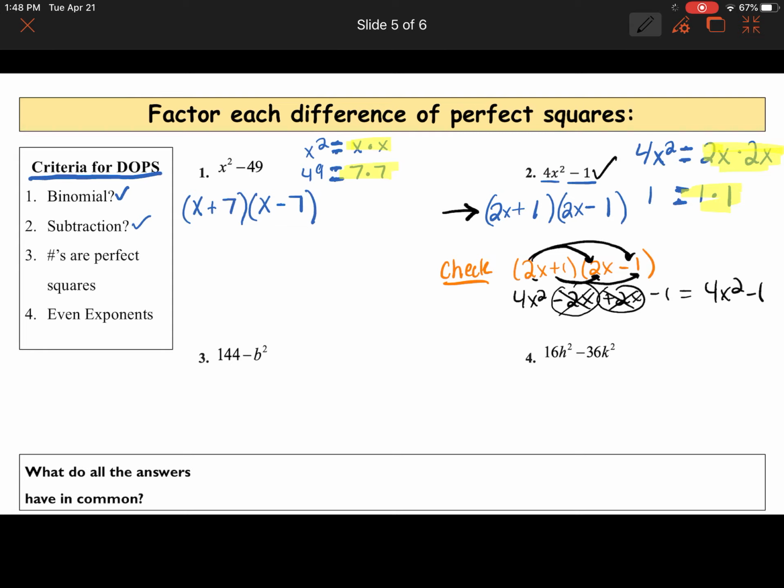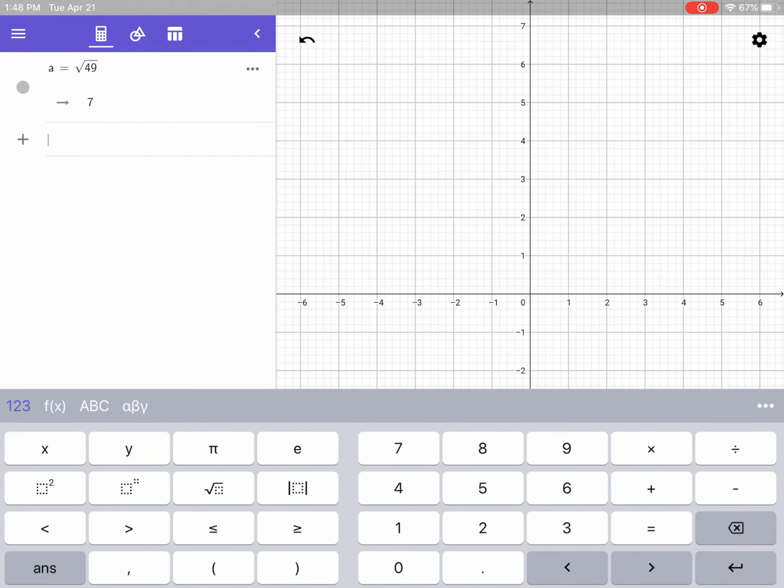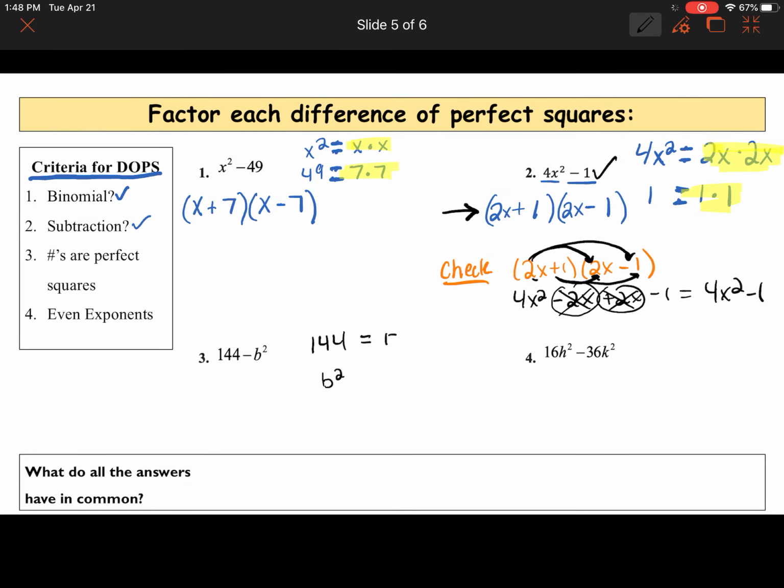Okay, 3. Is it a binomial? Yes. It has subtraction. Are they perfect squares? 144 and b squared. Well, I'm not sure if 144 is a perfect square, so I'm going to go to my calculator. 144, enter. It is. 12. So we know that 12 times 12 gives me 144, and b times b is b squared. So I have my numbers. We have even exponents, and I put them in parentheses, plus, minus. I take my first set, 12, 12, and then my second set, b, b.